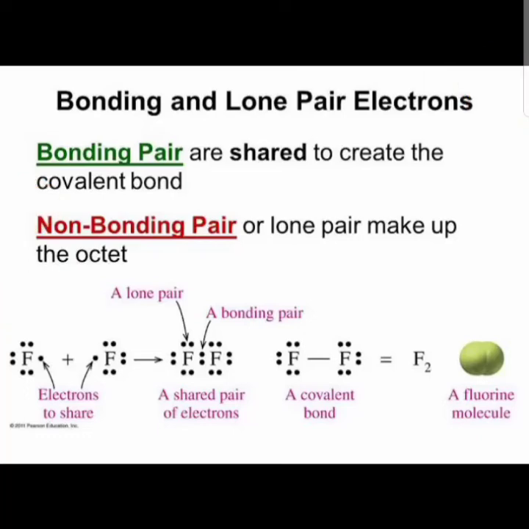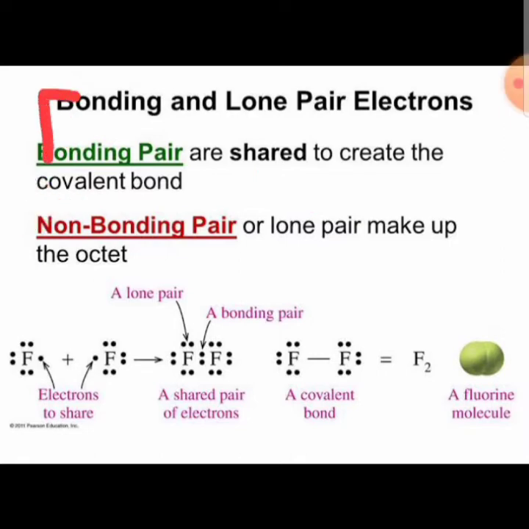Hello students, in this video we are going to learn about formal charge, one of the important topics in the 11th CBSE chemistry chemical bonding chapter. To know about formal charge, we must know the meaning of bonding pair of electrons and non-bonding pair or lone pair of electrons. So children, let us take one example.